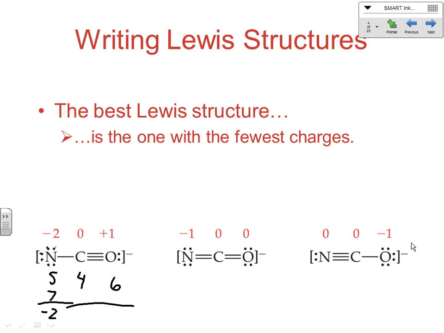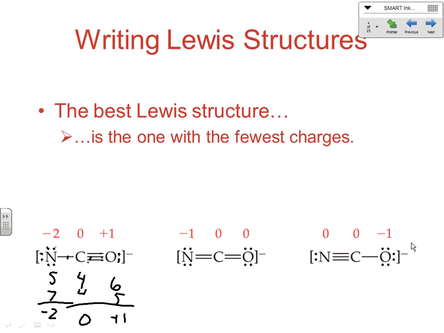Next one, my carbon. Carbon has 4 valence electrons, 1, 2, 3, 4. 4 minus 4 is 0. And then my oxygen, 1, 2, 3, 4, 5. 6 minus 5, +1. So if I look at all of my substances here and do that same exact thing for all of them, these are my formal charges. So this was a -2, 0, +1. The middle one is a -1, 0, 0, and the far one is a 0, 0, -1.